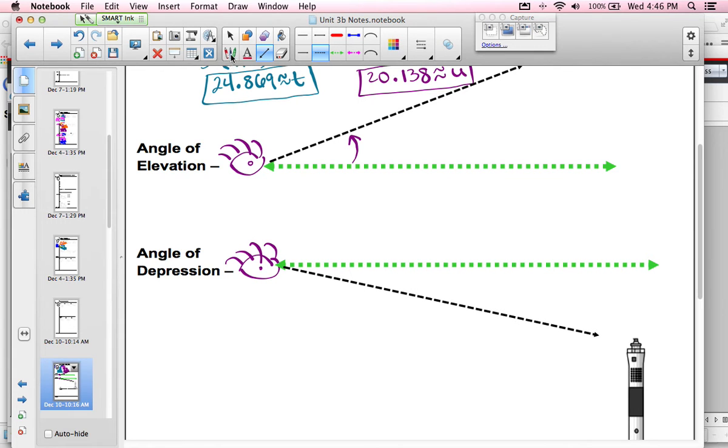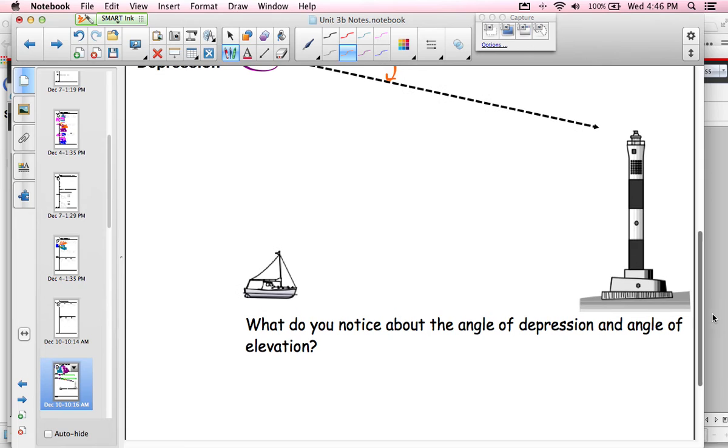So here would be a demonstration for angle of elevation, and this would be your angle of depression. So if you're looking up, it's an elevation angle. If you're looking downward, it's depression. Now keep in mind that's with the horizon.